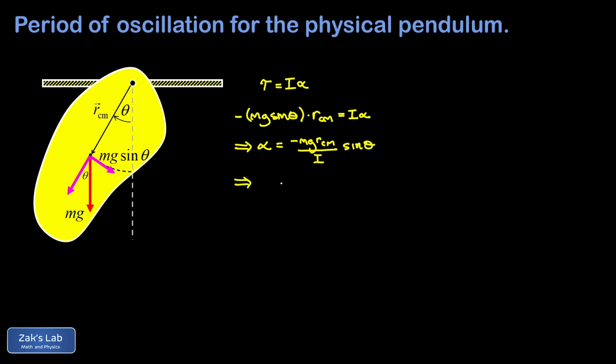And it may not seem like it at first, but we're actually looking at a second order differential equation because alpha is the second time derivative of our angle theta. Now, unfortunately, this is a nonlinear differential equation because of that sine theta part. And this is where we have to make a small angle approximation. So we're going to assume that this angle is relatively small, and I'll actually quantify what that means in terms of how much error we're committing in a second. But for now, just take it as an assumption that the angle is relatively small.